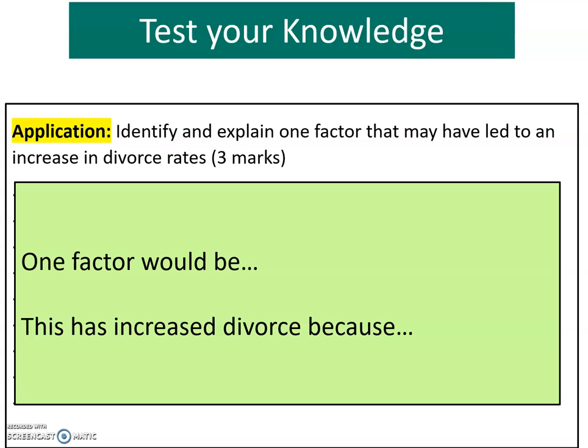So if we were linking these then to potential exam questions, here's one that you could have a go at. Identify and explain one factor that may have led to an increase in divorce rates. Basically you need to identify the one factor. For instance, it may be changes in laws, and then how has that led to an increase in divorce? You can't list lots of different factors, so you can't say, oh, it's feminism, it's this. You've got to pick one factor and develop that.